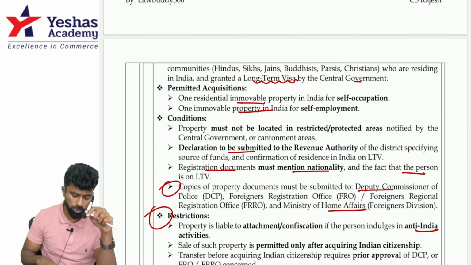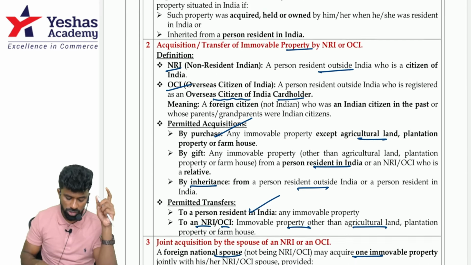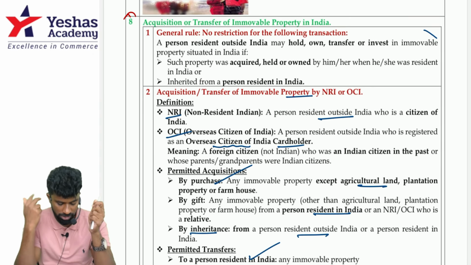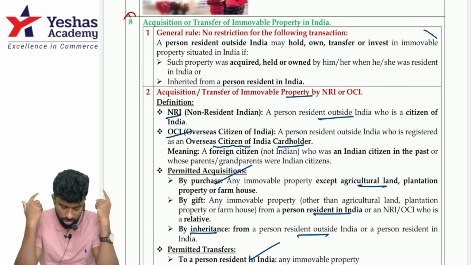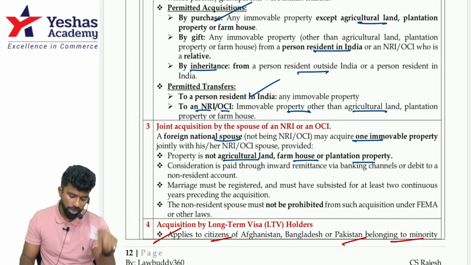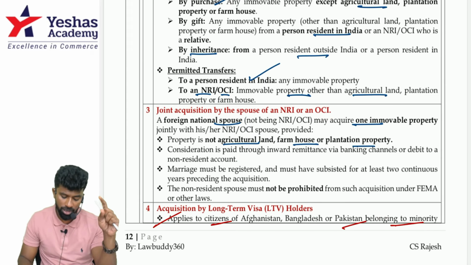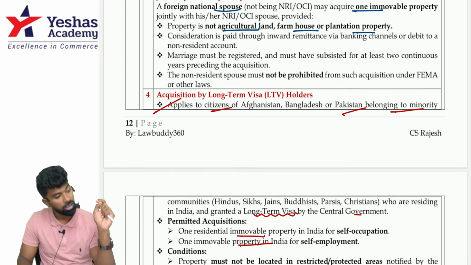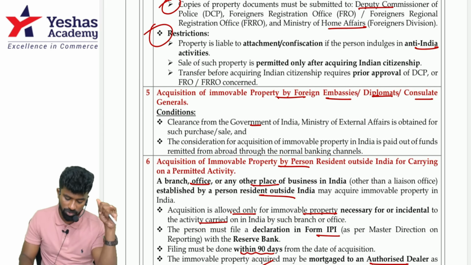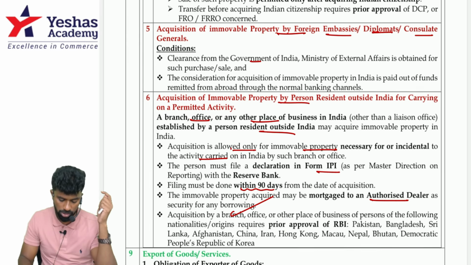Who can acquire? The first one: foreign nationals, the general conditions for how they can acquire. Second one: acquisition by whom? NRI and OCI. Next one: joint acquisition by the spouse of an NRI or OCI. Next one: acquisition by long-term visa holders. Fifth one: embassies and consular offices.